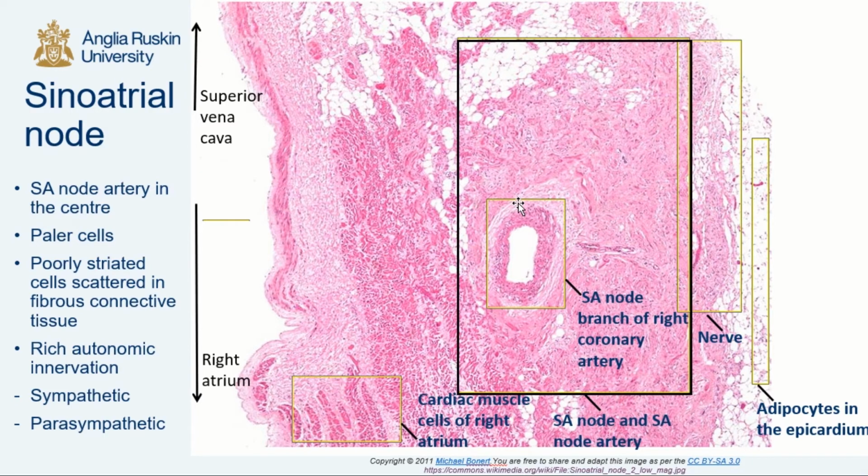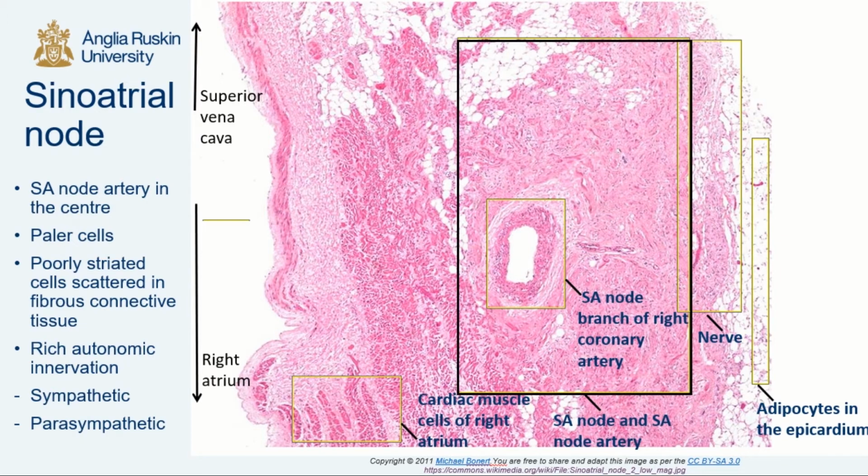Cardiac muscle cells of the right atrium can be seen on the left, so you can see the cardiac muscle fibers over here, and the fat tissue can be seen over here on the right side. Immediately surrounding the SA node are the paranodal cells. The connective tissue, along with the paranodal cells, insulate the sinoatrial node from the rest of the atrium, preventing the electrical activity of the atrial cells from affecting the SA nodal cells.